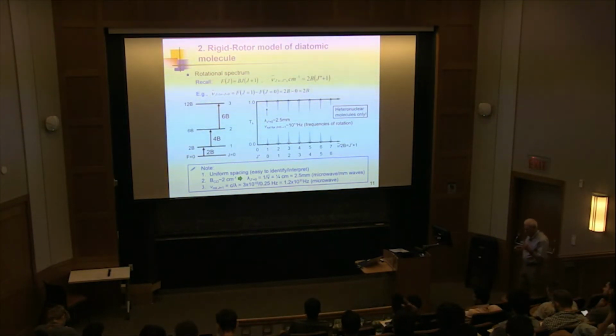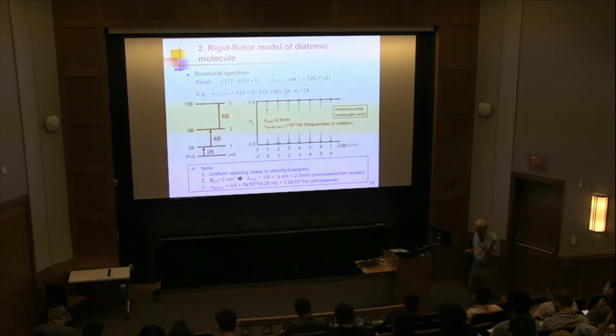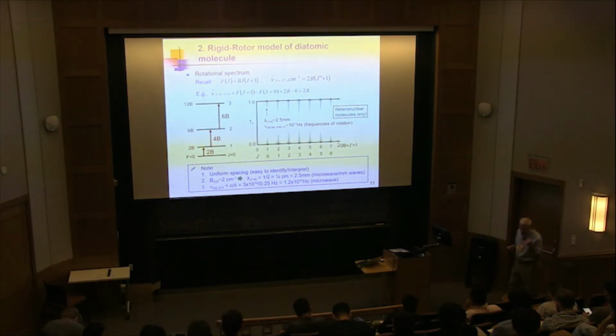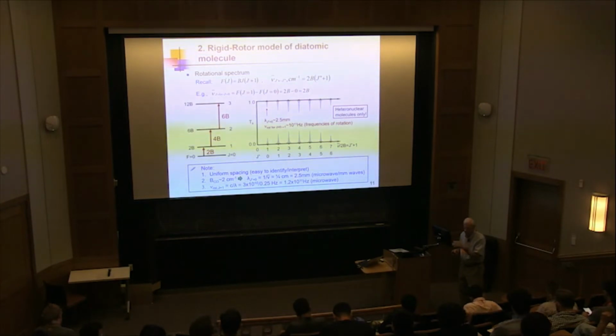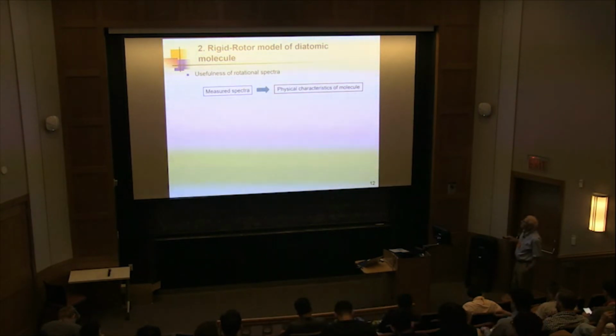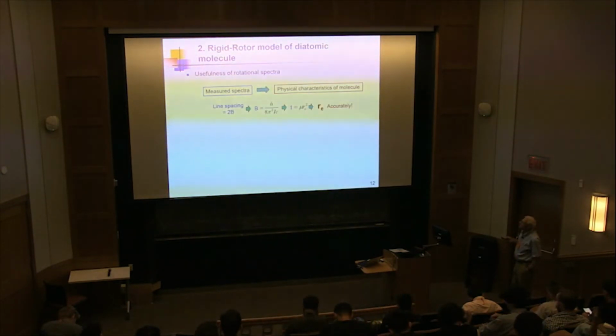You might ask, well, wave numbers don't mean much to me. Can I think about this in terms of a temperature? The conversion between wave numbers and temperature is hc over k times this, so 1.44. There's a simple rule that relates this back to temperature. Okay, so the line spacing is 2B.